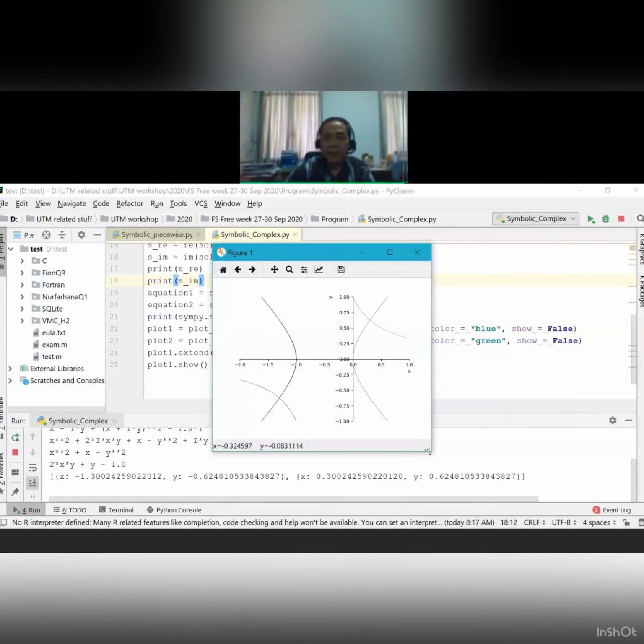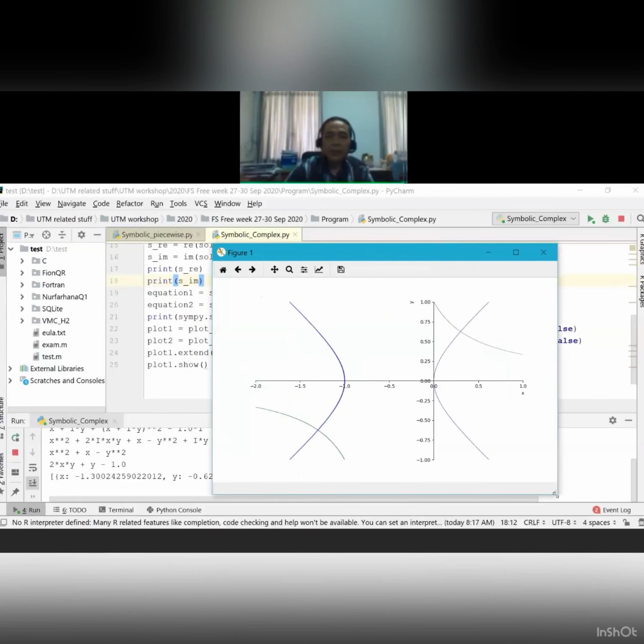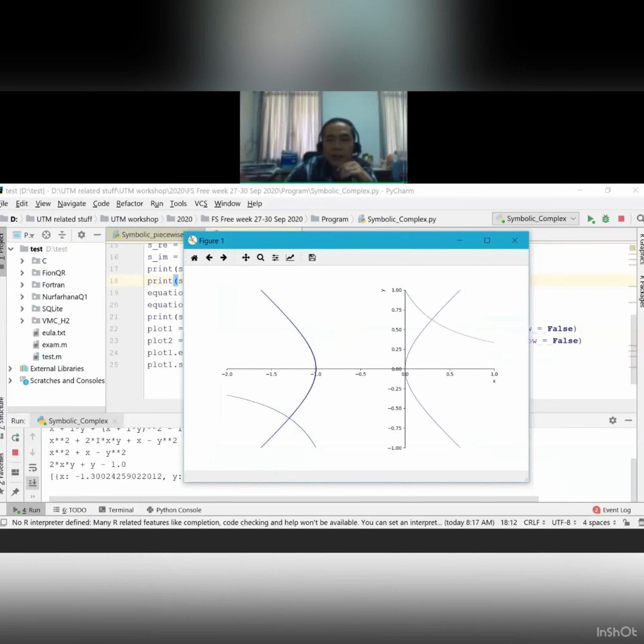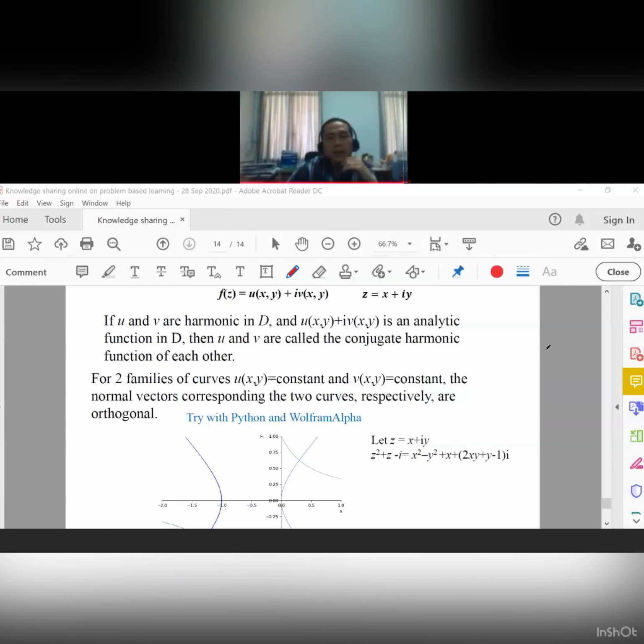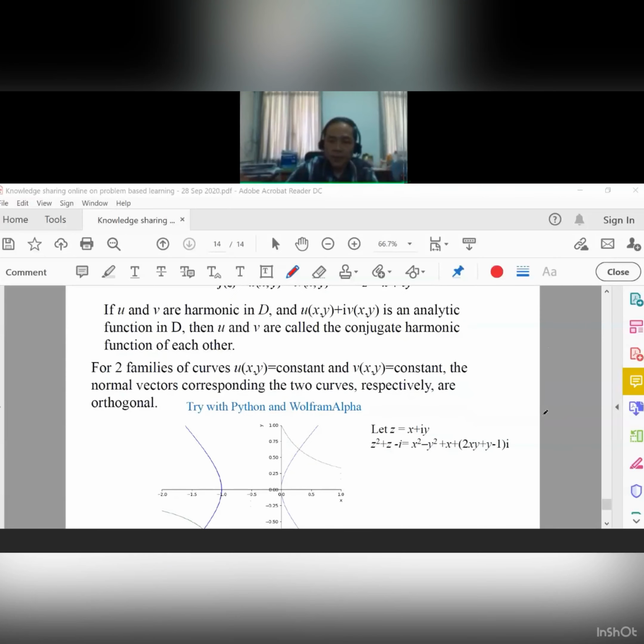Yes, so we need to highlight to them. Can you see the graph? Actually, this graph is the same as my slide. Okay, this is actually the same. This is all from Alpha, but this one is in slide form. So we need to show them what is the meaning.